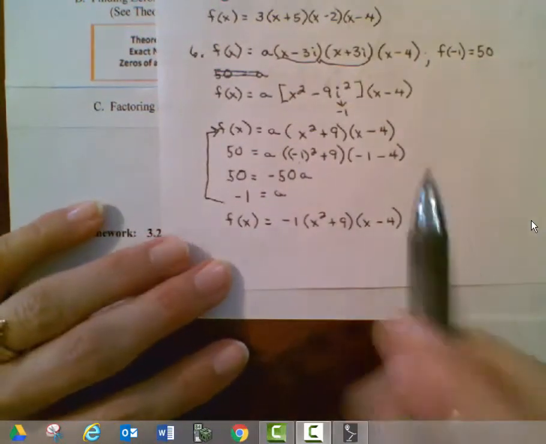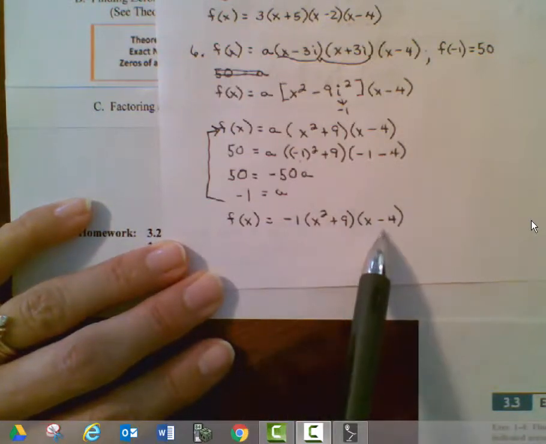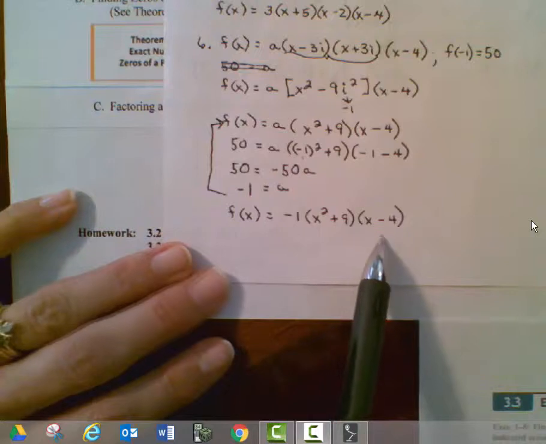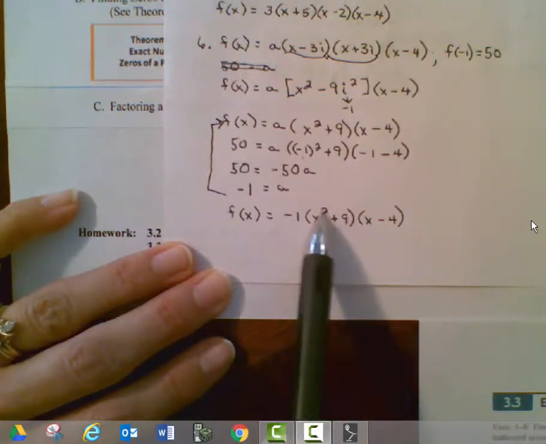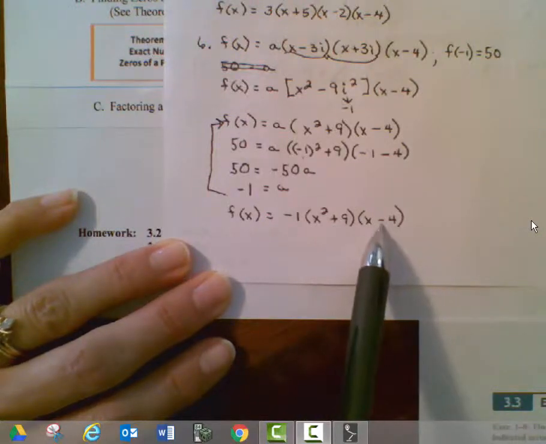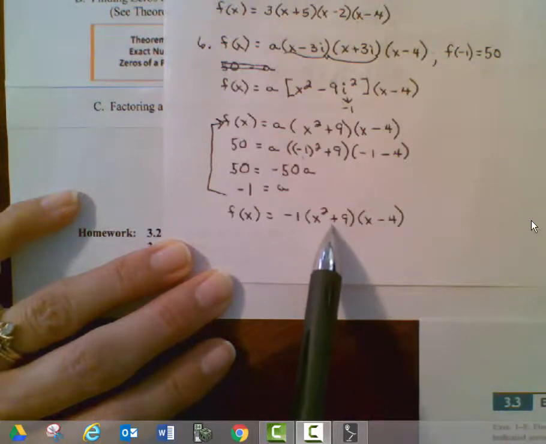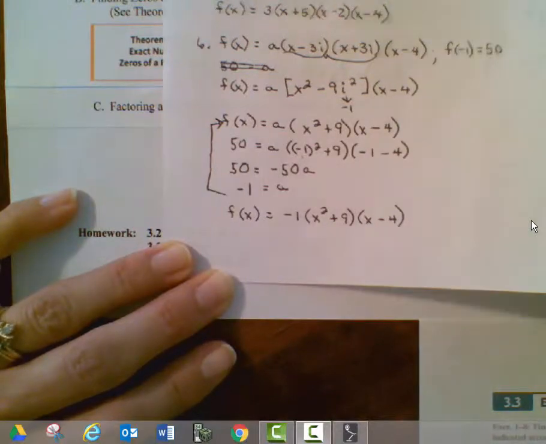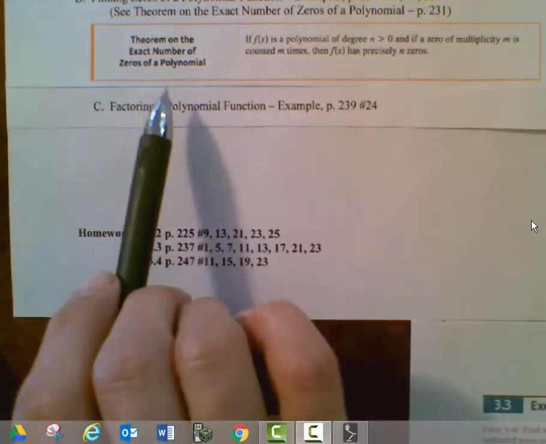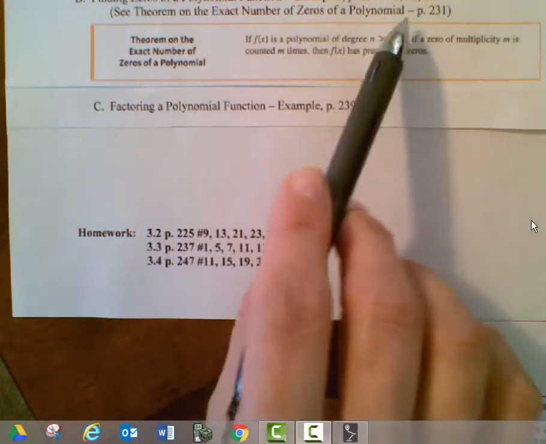And back on number 6, we had a 3rd degree polynomial. Here's the 3rd degree polynomial we ended up with. It did have 3 zeros. 2 of them were imaginary, the positive 3i and the negative 3i. Only 1 was real. So that graph only had 1 x-intercept because 2 of its zeros were imaginary, but it did have 3 zeros. So that's what the theorem on the exact number of zeros of a polynomial is saying. Let's look at some examples.